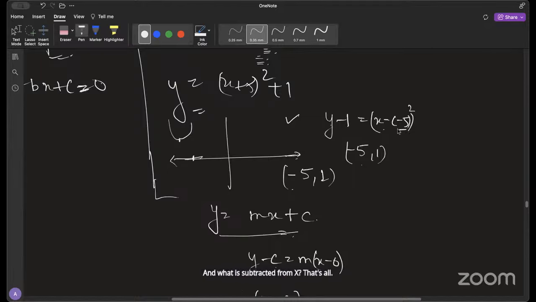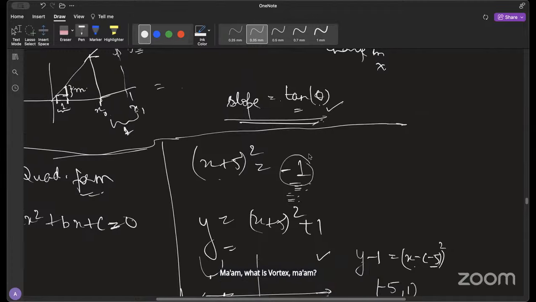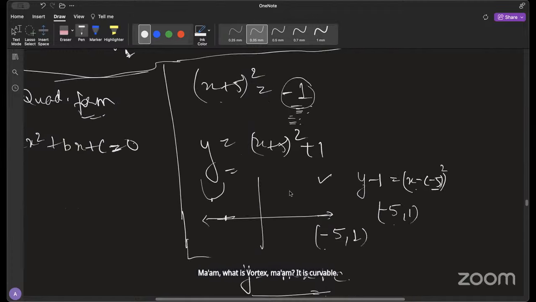Ma'am, what is vertex? It is the curve's lowermost point or the uppermost point. If you have something like this, then this is the vertex. It's basically the point from which, when you draw a straight line, you can fold this thing. Yeah, it's symmetric. So these points will overlap each other after folding.